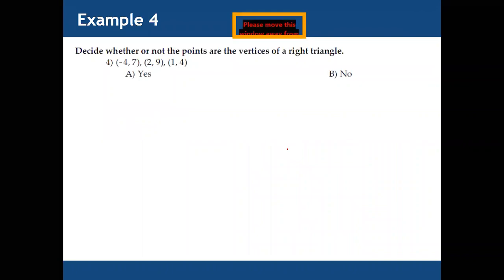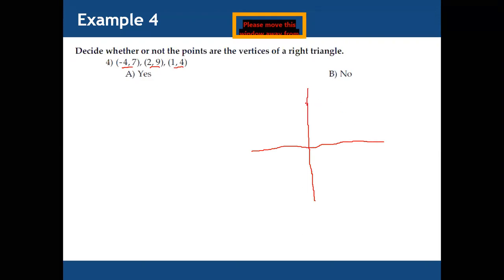Okay, next one. If we are given 3 points, we need to prove whether these points are the vertices of a right triangle or not. Point A is given, point B, and point C. Let me draw these points. First, we need the xy plane. So we have x and y.